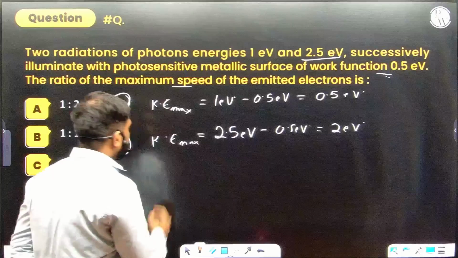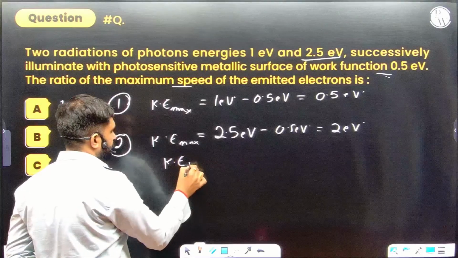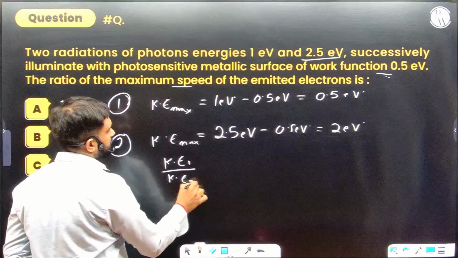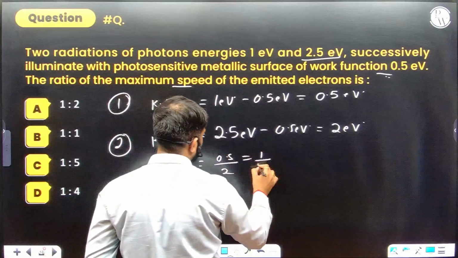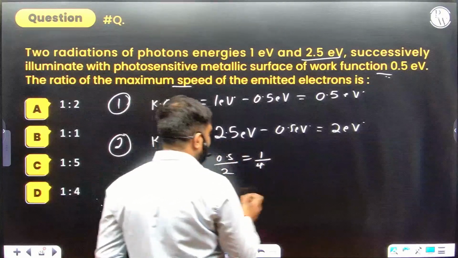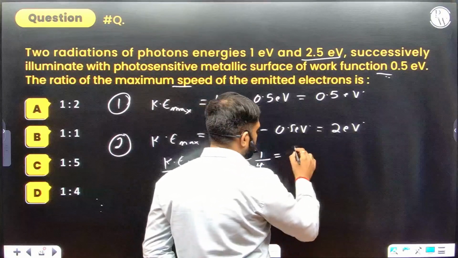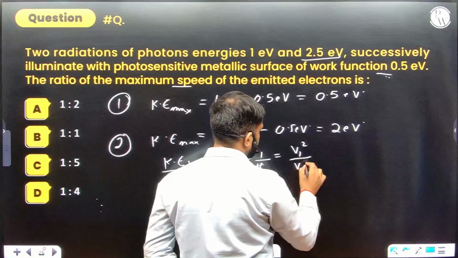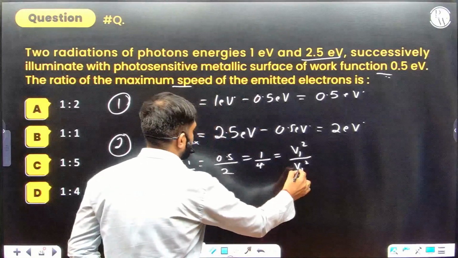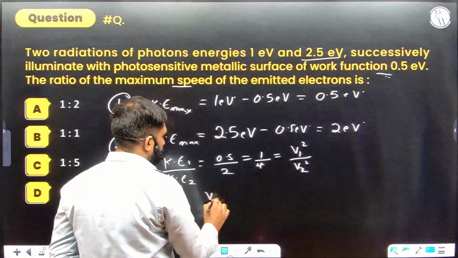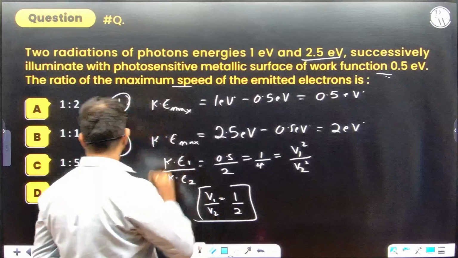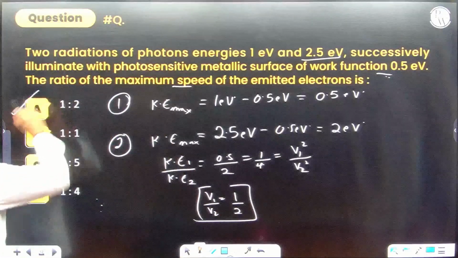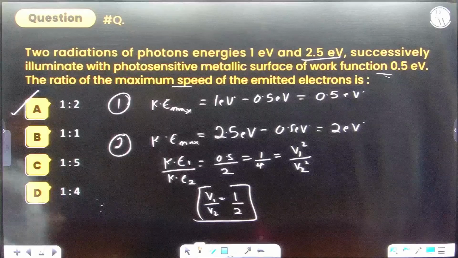Now if I write the ratio of the kinetic energy in the first case to the kinetic energy in the second case, it will be 0.5 upon 2, or 1 by 4. Now I know that the kinetic energy ratio is equal to the ratio of the squares of the velocities, v1 square upon v2 square. So v1 upon v2 is equal to 1 upon 2. So 1 is to 2. This is how you can solve problems using Einstein's photoelectric emission. Okay.